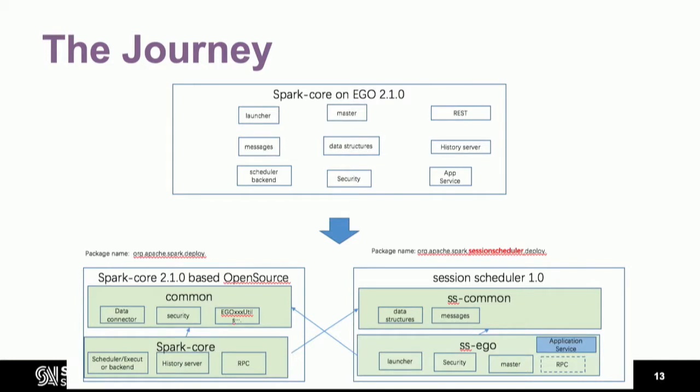So here's a picture of how it works. At the top here, you can see that we have our Spark core 2.1.0 jar. Everything's in it. But after doing the shading, we have our different packages. On the left is all of our open source, everything's org.apache.spark.deploy in this part of the example. And on the right, it's org.apache.spark.session scheduler deploy. And from here, you can actually see that the different pieces that we shade are coming from our session scheduler jars now, and shading it into the original jars when it all gets loaded.